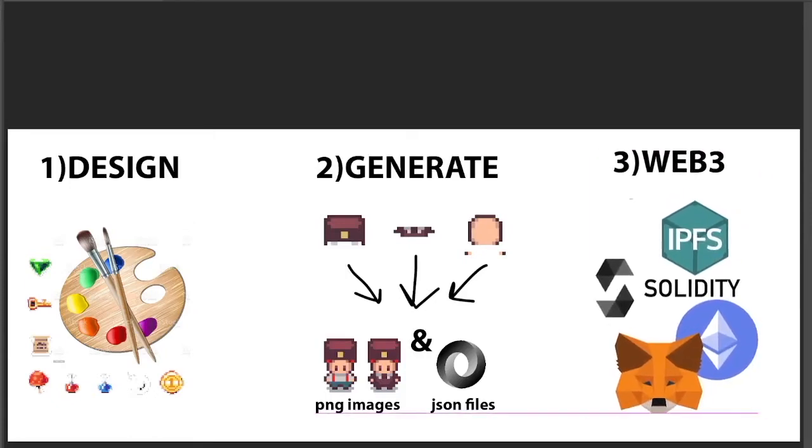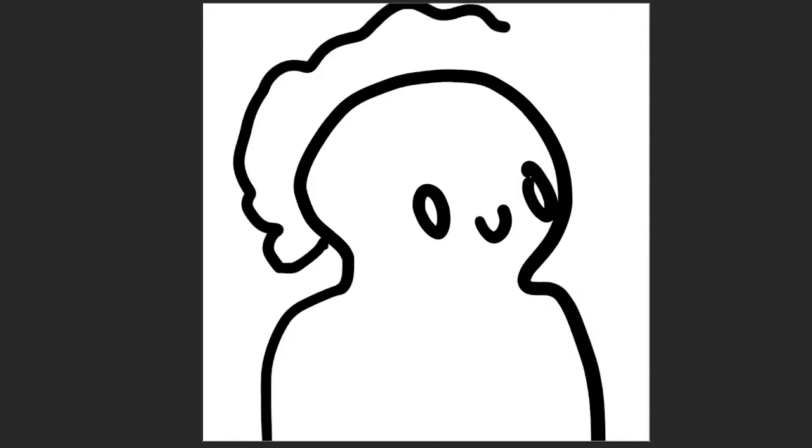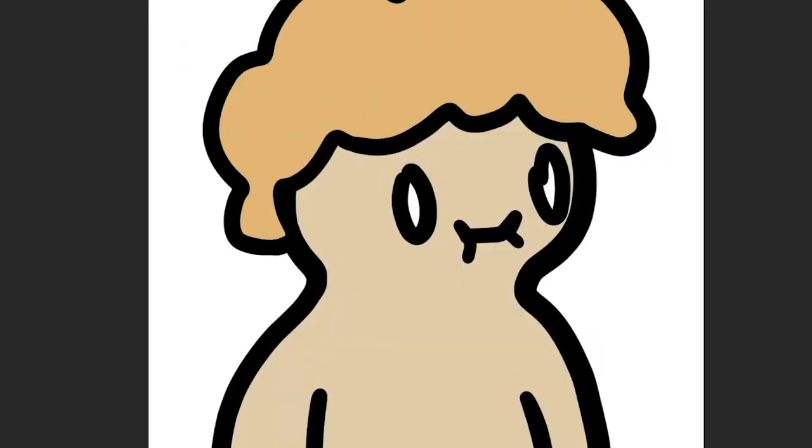And the third one is Web3. It's basically a combination of IPFS, which crypto people often use as a cloud storage for their NFTs, the smart contracts written on Solidity, and MetaMask we're gonna use to interact and to make a site that will be interacting with our smart contract. So let's start out with design.